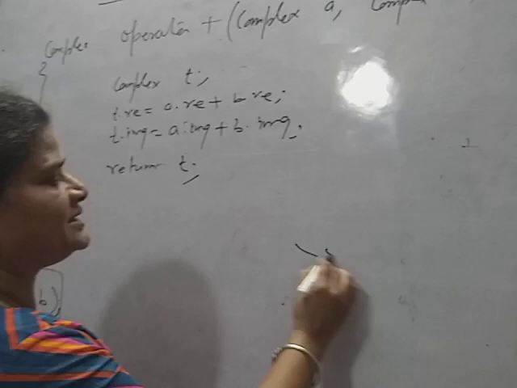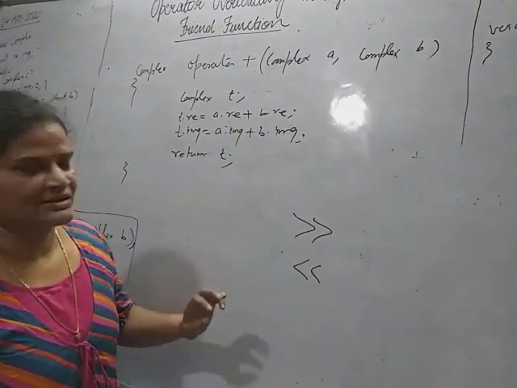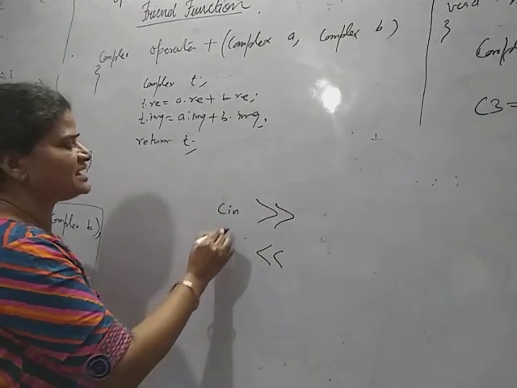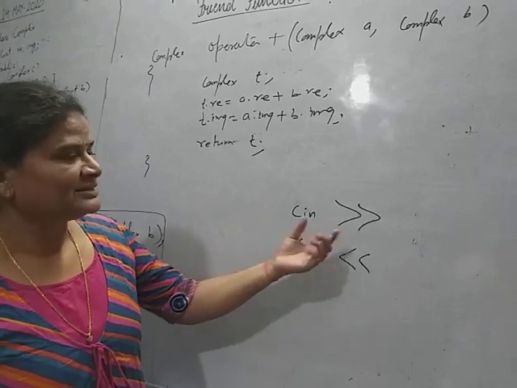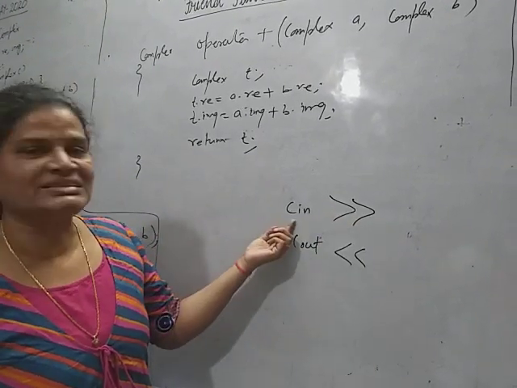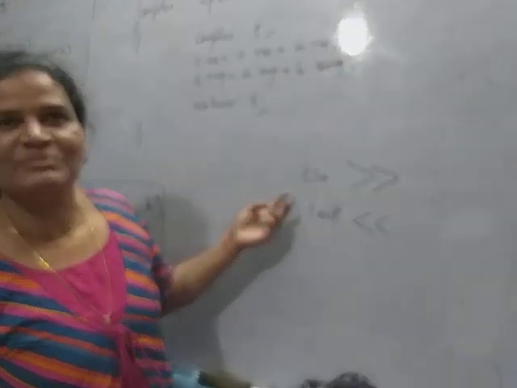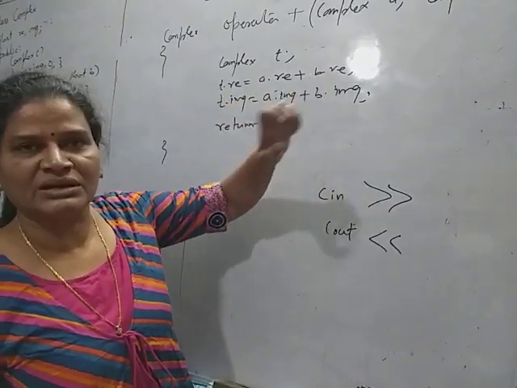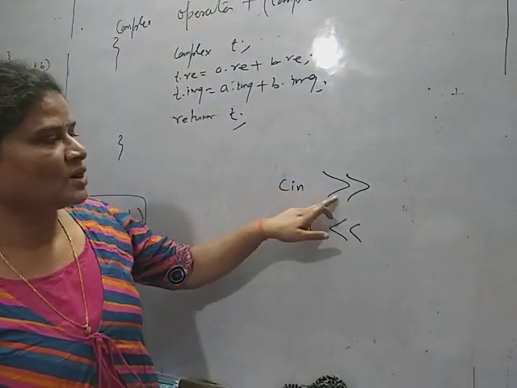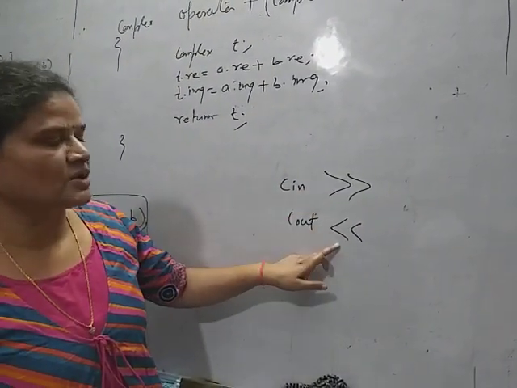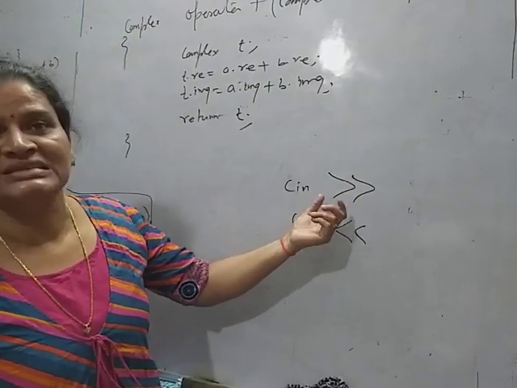This operator is the extraction operator and this operator is the insertion operator, which you use in cin and cout. I want to overload the extraction operator. Actually cin and cout are predefined streams declared in the header file iostream.h. This operator is called the extraction operator, this one the insertion operator. Now I want to overload these operators.